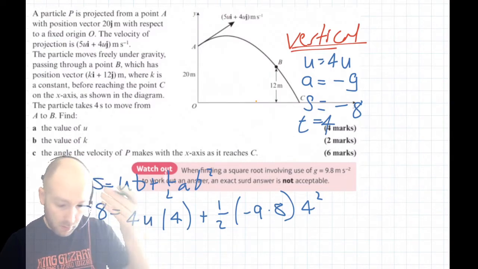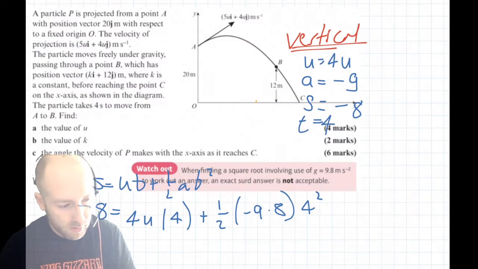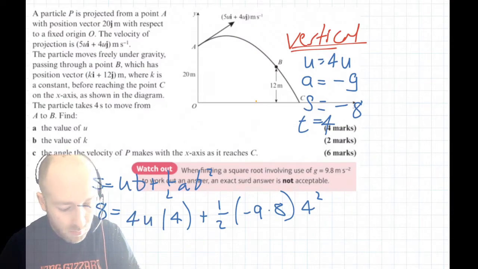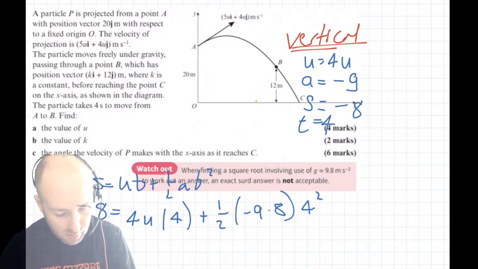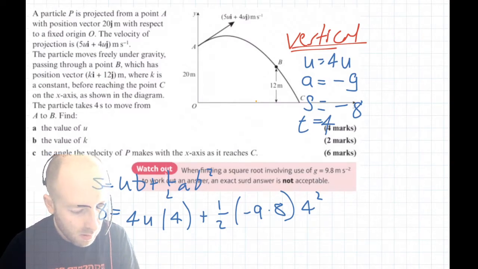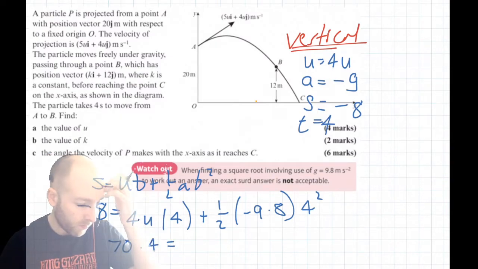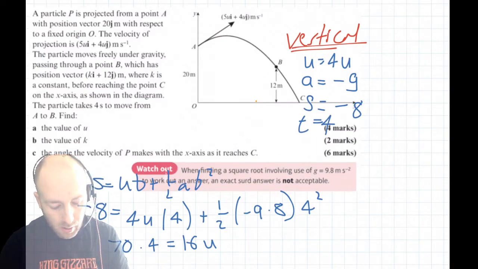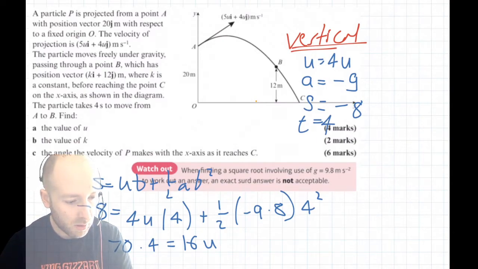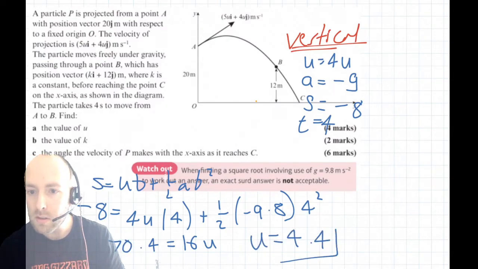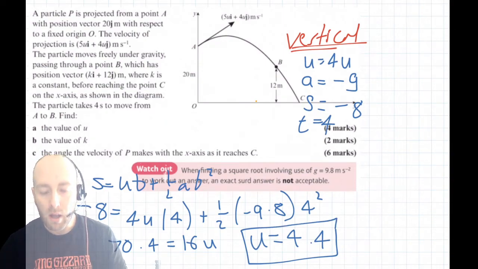Cool. So we're trying to find u. If we rearrange this and put it into the calculator, 4 squared times 9.8, we're going to add that onto the other side, which gives me 70.4 is 16u. Divide that by 16, and we should get u is 4.4, like you all said. Cool. All right. Next bit.